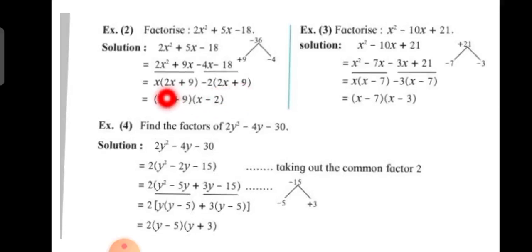2x plus 9. Now these two brackets should be same, they should be the same terms with the same sign, then only you can take out a common bracket. So out of 2, here 2x plus 9 is a common bracket and x minus 2 is the remaining factor term. So in this way you can factorize.